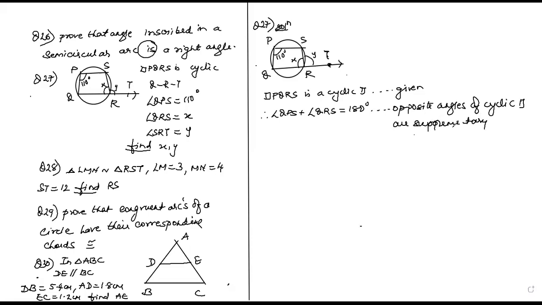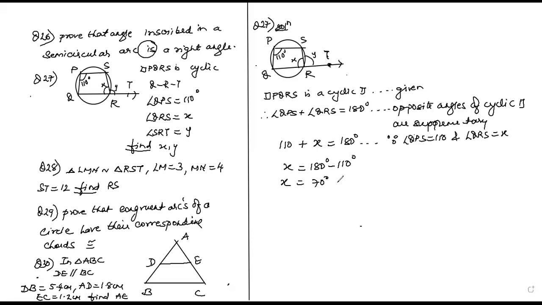So now what will happen, children? Please have a look here. QPS is 110 degrees and QRS is X, equal to 180 degrees. Since angle QPS is 110 degrees, you put 110 in place of QPS, and angle QRS is equal to X degrees, that is why they put QRS as X. Now X is equal to 180 degrees minus 110 degrees. So X is equal to 70 degrees, okay? One answer we got.